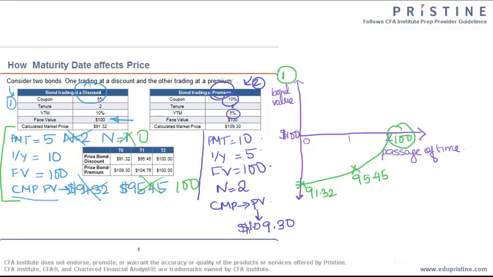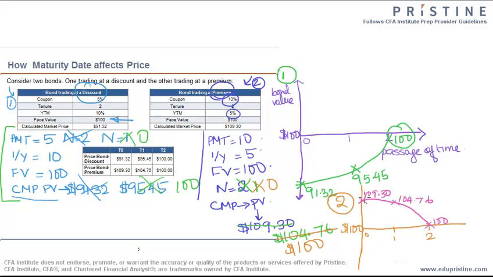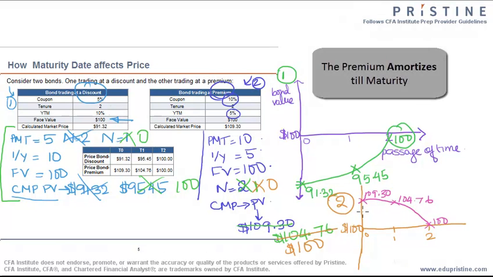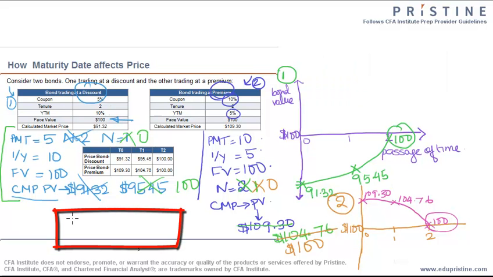$109.30. A year down the line, when you change n to 1 and again recalculate these values, you get a present value that would equal to $104.76. And at maturity, when n is equal to 0, the present value would equal to $100. Similarly, when we plot this on a graph, we can see that the premium decreases over time, or the premium amortizes till maturity. This concept is called pull to par.